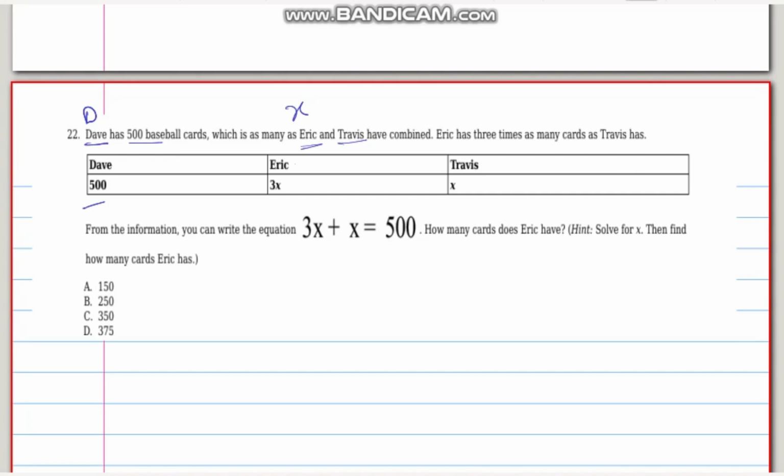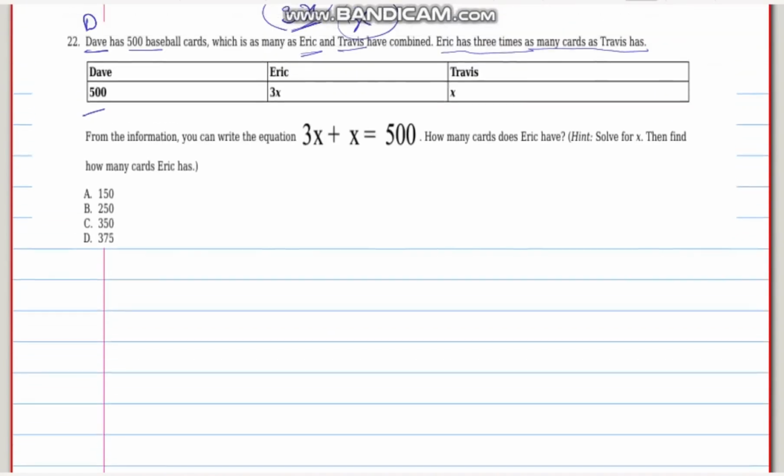And again, read further in the question. Eric has three times as many cards as Travis. So if Travis has X cards, then Eric will have three times as many as Travis, which is 3x. This is the main thing in this question. A very important, very easy question, because it's also very important for the GED exam.